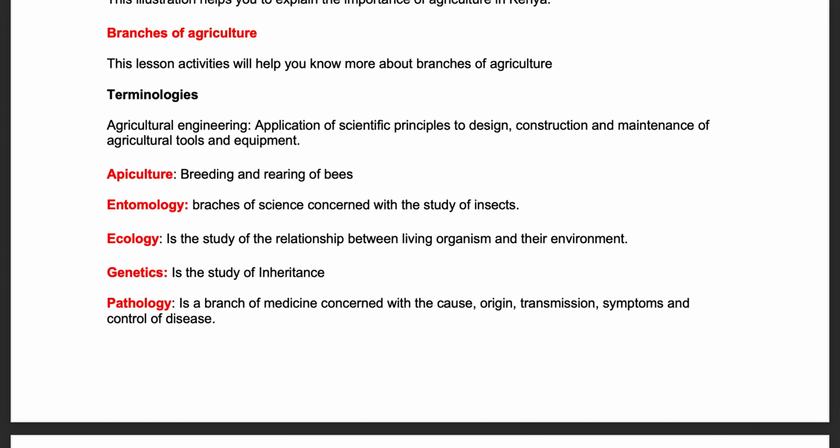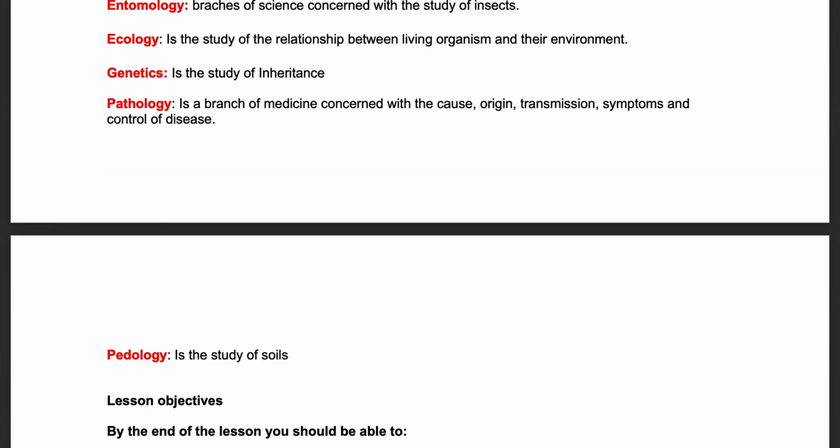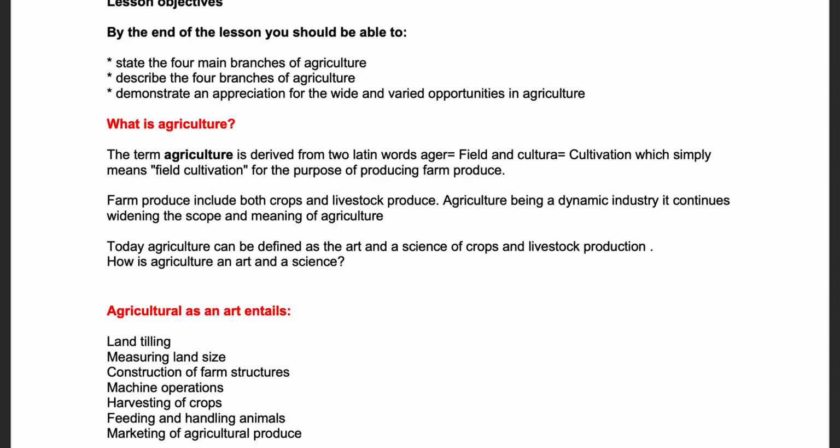Ecology is the study of the relationship between living organisms and their environment. Genetics is the study of inheritance. Pathology is a branch of medicine concerned with the cause, origin, transmission, symptoms and control of disease. Pedology is the study of soils. Lesson objectives. By the end of the lesson you should be able to state the 4 main branches of agriculture and describe the 4 branches of agriculture.